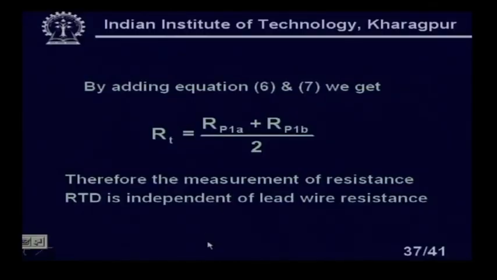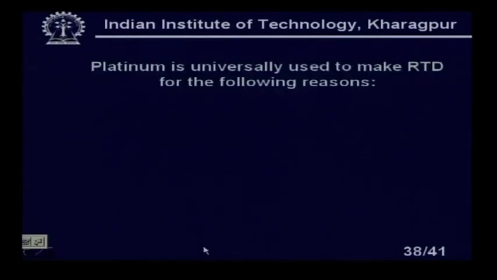It is suggested that all the resistance should be in a thermostat except the RTD, so that it will be equal resistance, and all the lead wires should be of equal length. If you can satisfy all these things, this is an excellent thermometry mankind has so far developed. Therefore, the measurement of the resistance of the RTD is independent of the lead wire resistance.